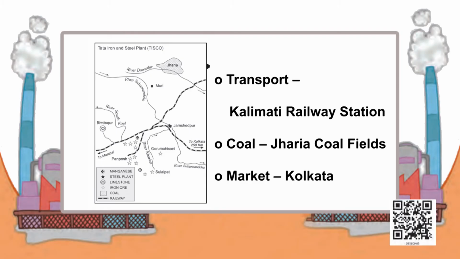Jamshedji Tata was well aware of the factors affecting the location of industries, just as you have studied. He set up his plant in Jamshedpur considering all these requirements. Jamshedpur was very close to the Kalimati railway station. Iron ore and limestone were sourced from places around Jamshedpur. Coal was sourced from the Jharia coal fields. Easy availability of raw materials enabled Jamshedji Tata to set up his plant here.